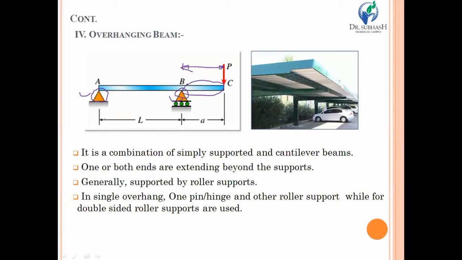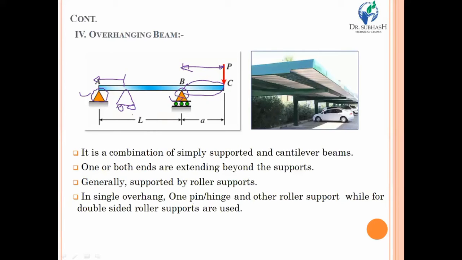It may be possible that in some particular overhanging beam, there are two-sided overhangs. Like that, the support is over here, and on both sides, left and right hand side, the portions of the beam are overhanging. So if you find an overhanging beam in which both sides of the support have the beam portion hanging, then both of the supports that we are using in such overhanging beams should be taken as roller supports.